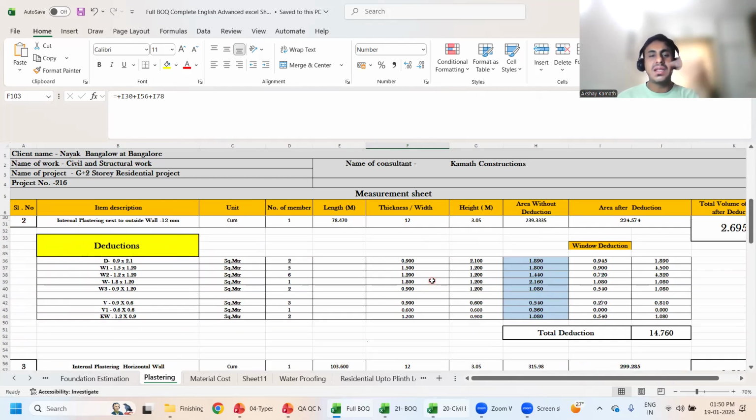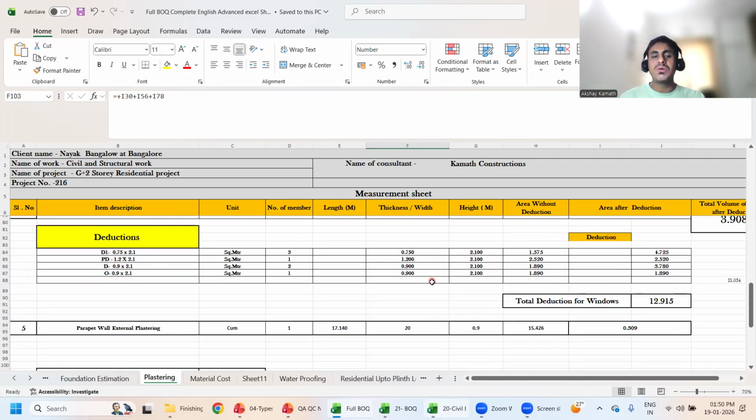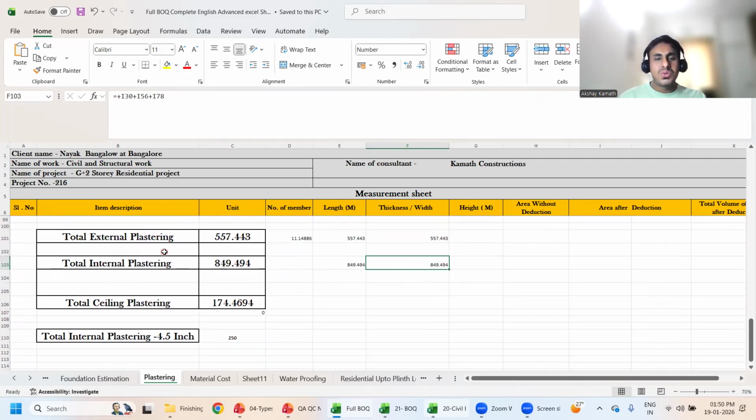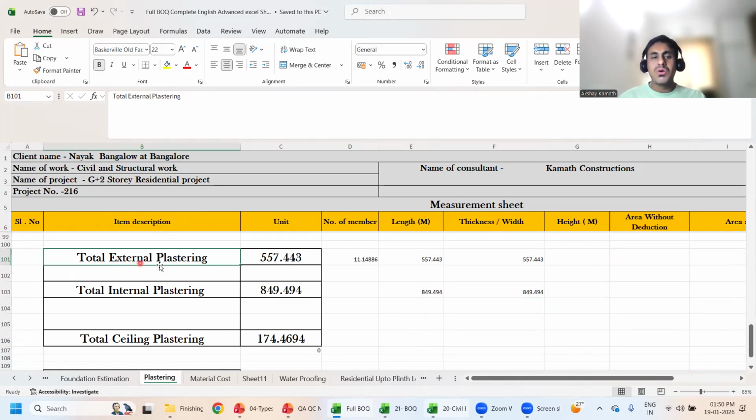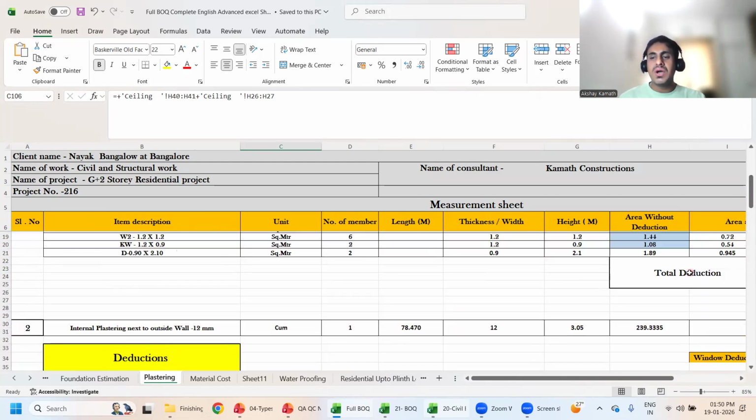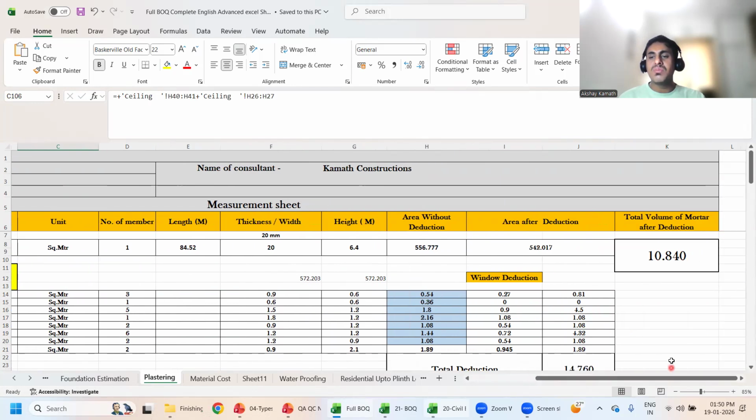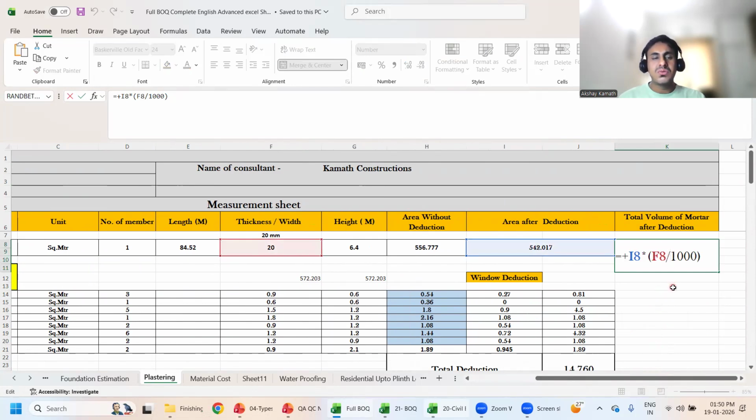So in this way, for whatever drawing you get, you will do all these things. I've already done it. Based on my calculation, I got total external plastering of 557.443 square meter. Internal plastering is 849 square meter. And total ceiling plastering is 174 square meter. Okay, got it, no? Now, if you have this much area, can you find out the mortar quantity? You can do all those things, right? So I've done all those things actually. I'll tell you.